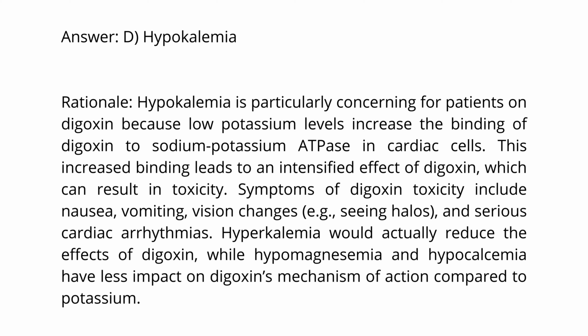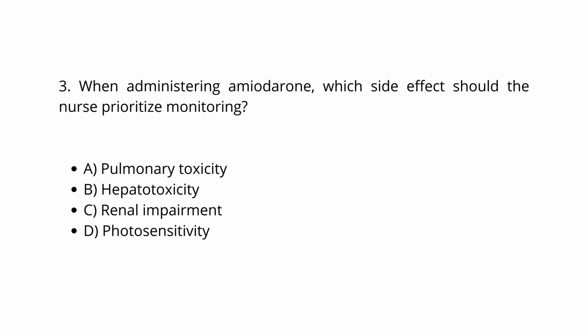Hypokalemia. Rationale: hypokalemia is particularly concerning for patients on digoxin because low potassium levels increase the binding of digoxin to sodium-potassium ATPase in cardiac cells. This increased binding leads to an intensified effect of digoxin, which can result in toxicity. Symptoms of digoxin toxicity include nausea, vomiting, vision changes, e.g., seeing halos, and serious cardiac arrhythmias. Hyperkalemia would actually reduce the effects of digoxin, while hypomagnesemia and hypocalcemia have less impact on digoxin's mechanism of action compared to potassium.